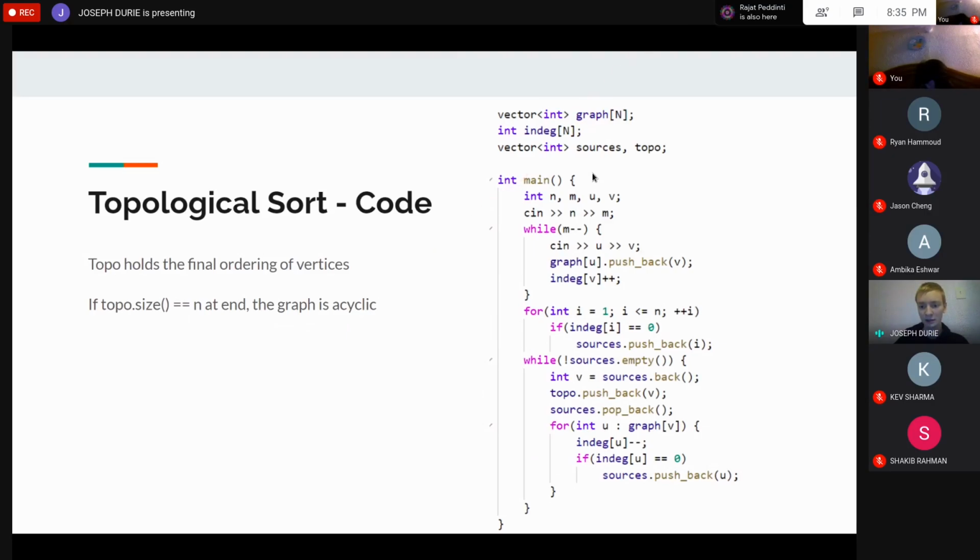Okay, so questions on this? Oh yeah, I missed all these questions. Yeah, so for directed graphs, all you do is you just don't add the edge in the other direction.